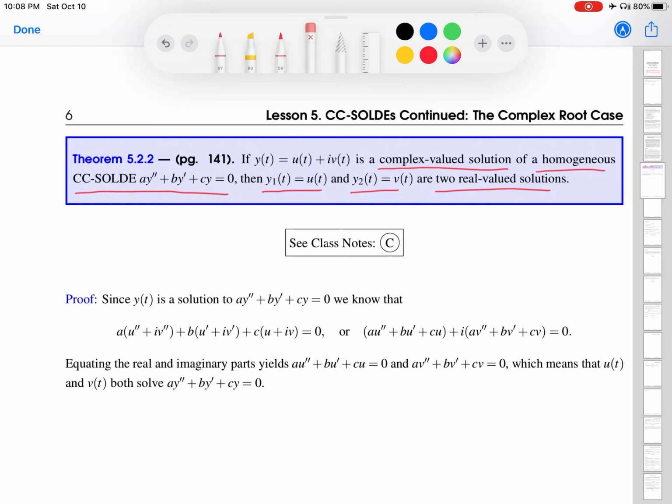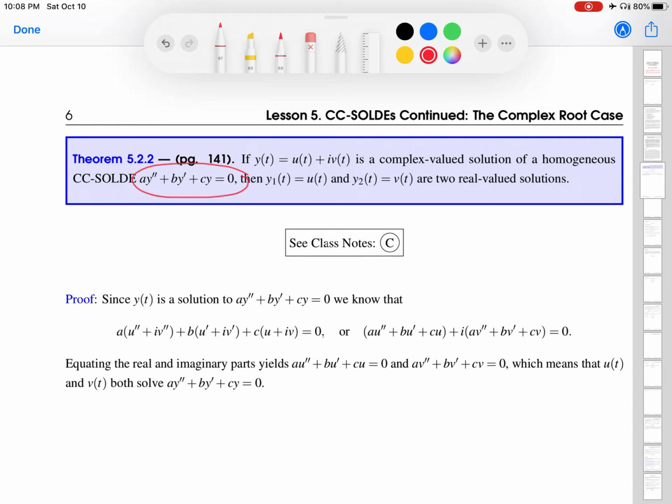Okay, great. So I just read the theorem. Let me boil down what the takeaway is. The takeaway is that if you are solving a CCDE and you get a complex valued solution, then the real part and the imaginary part are each solutions. So that's very nice, because when you start off solving a CCDE like this one, there are no complex numbers in here.